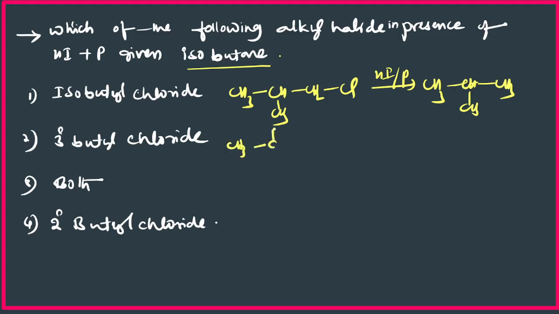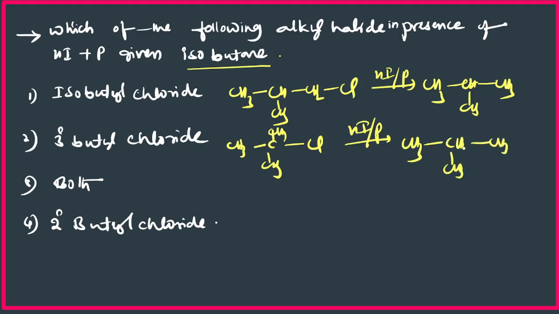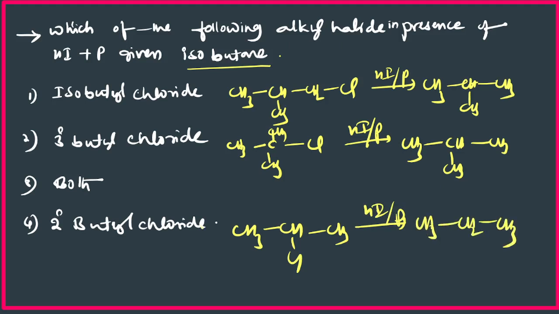Next, tertiary butyl chloride with hydrogen iodide and phosphorus also gives isobutane. Have a look at secondary butyl chloride. Secondary butyl chloride in the presence of hydrogen iodide with phosphorus gives what? Butane, CH3CH2CH2CH3. So our options are isobutyl chloride and tertiary butyl chloride. Option is the third one.